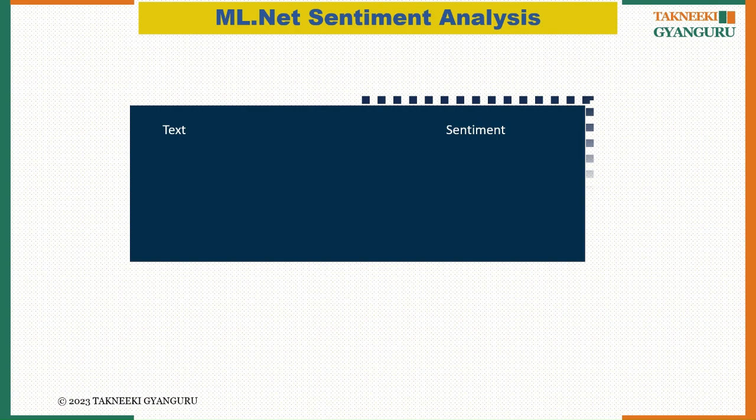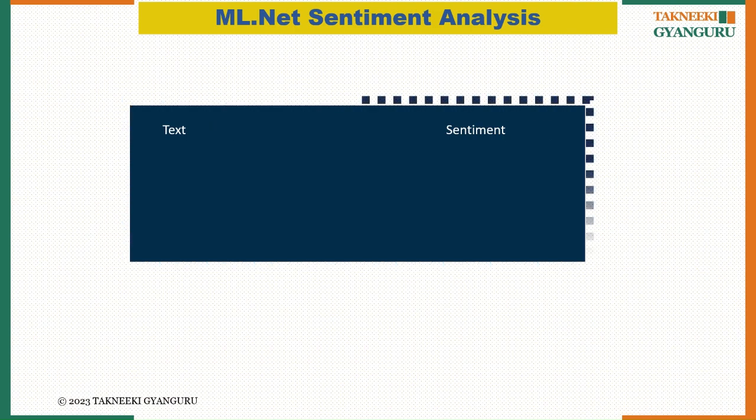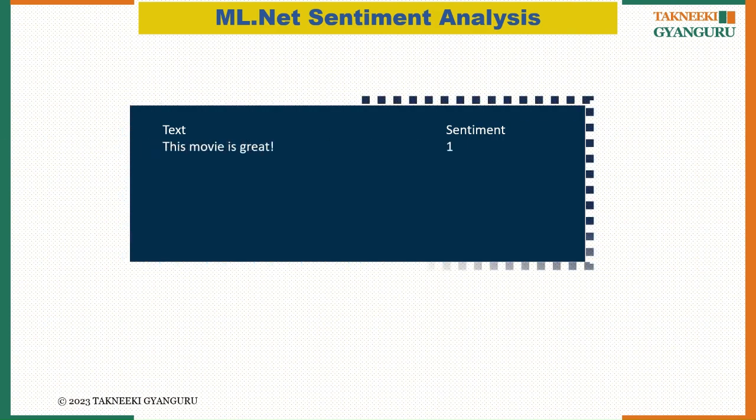First of all, we need some data. AI/ML needs a lot of data to train on and then answer your questions. So let's understand. I have two columns: one is text and the other is sentiment. In the text, I can say, okay, this movie is great, and the sentiment is positive, which means one. One is positive and zero is negative, right?